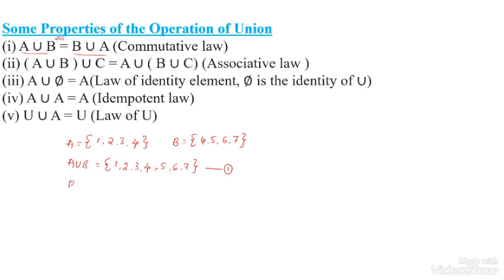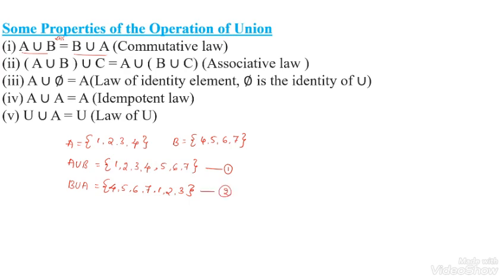Now I have written B union A. First I will consider the elements in set B: 4, 5, 6, 7. Then I have written set A: 1, 2, 3, 4 (4 already written). Then close the bracket. This is equation number 2.